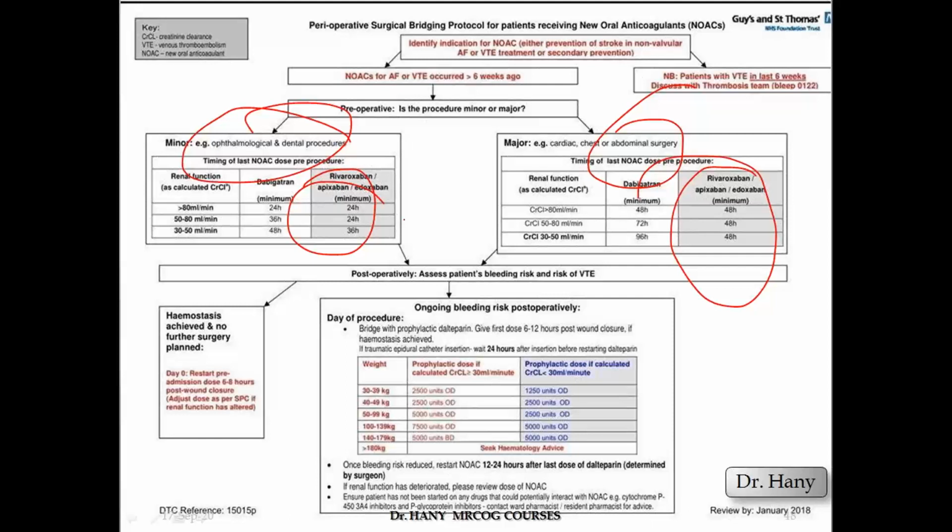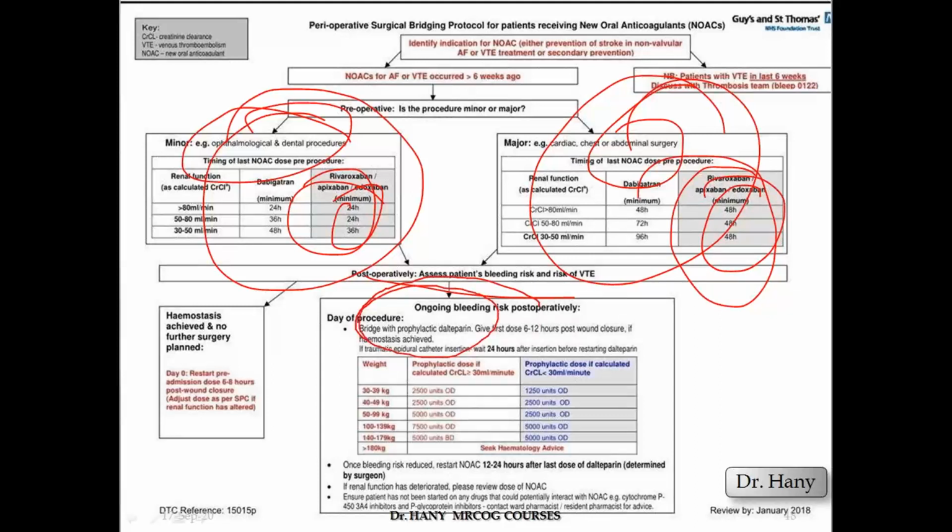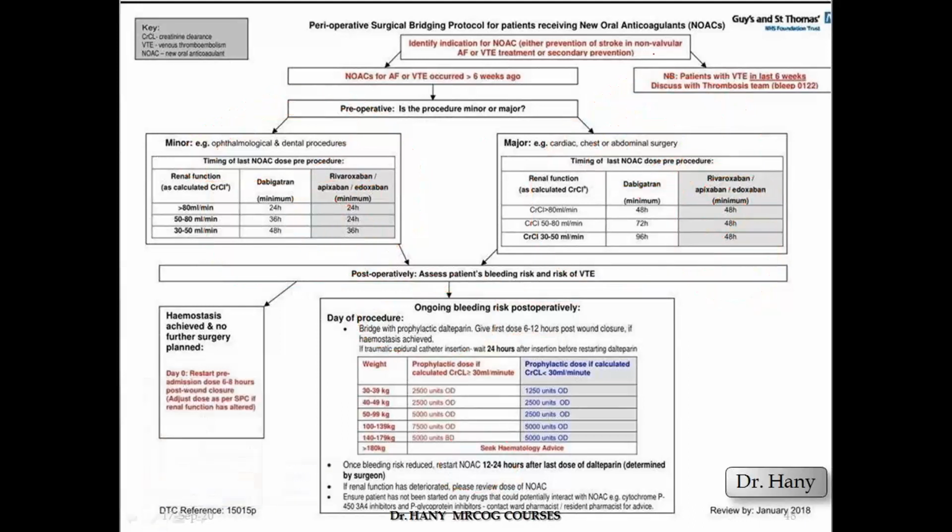And you will assess the woman. If it is minor surgery, you will stop it 24 hours. If a major surgery, 48 hours, and you will go for the surgery, and you can start the low molecular weight heparin 6 to 12 hours after the surgery. In the guidelines, they said 4 to 6 hours after epidural. Then you can give NOAC on the night of the surgery, 12 to 24 hours from the last heparin or low molecular weight heparin dose. This is for gynae surgery, not for the obstetric or the CS.